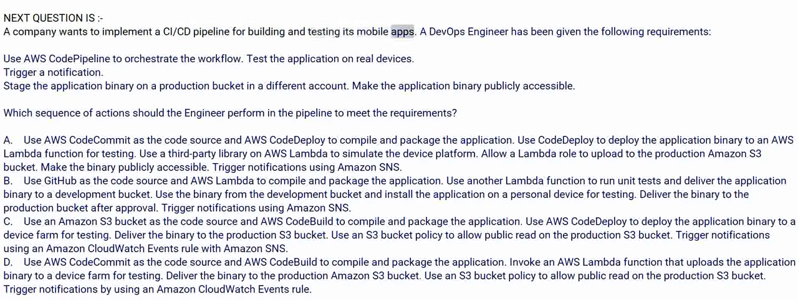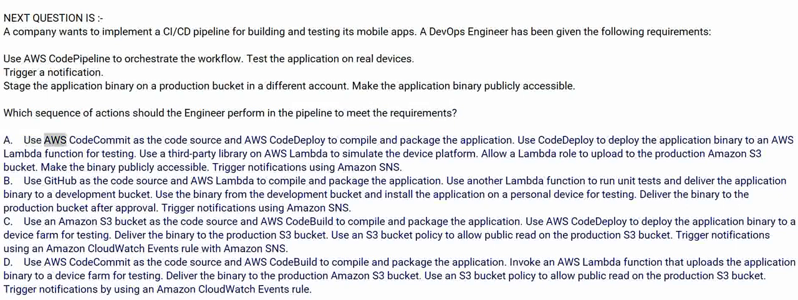Next question is: a company wants to implement a CI/CD pipeline for building and testing its mobile apps. A DevOps engineer has been given the following requirements. Use AWS CodePipeline to orchestrate the workflow. Test the application on real devices. Trigger a notification. Stage the application binary on a production bucket in a different account. Make the application binary publicly accessible. Which sequence of actions should the engineer perform in the pipeline to meet the requirements?